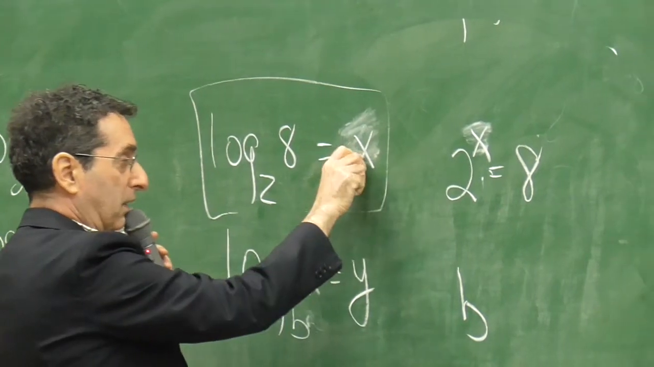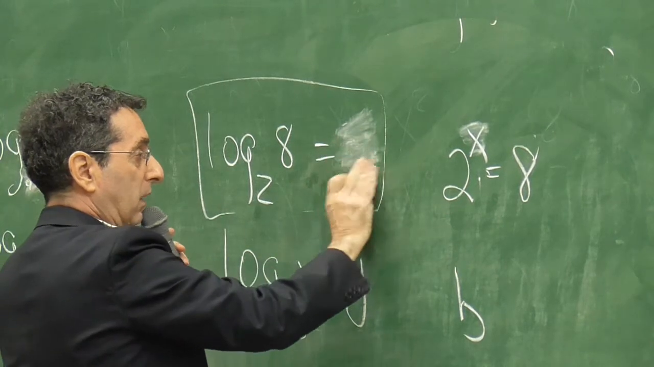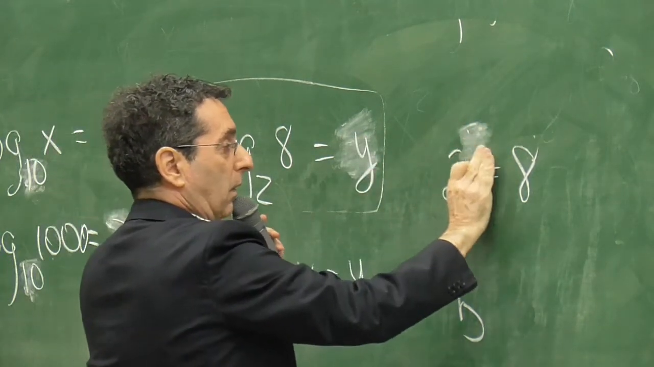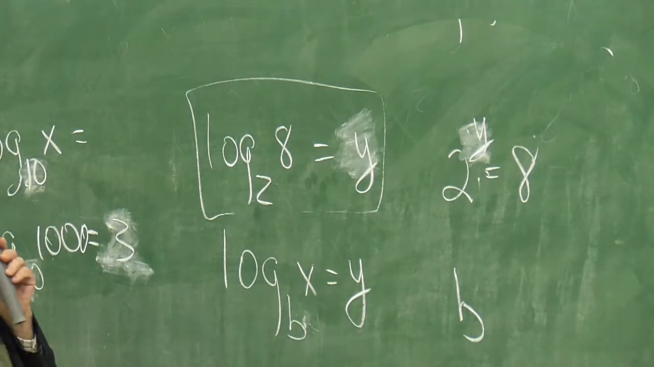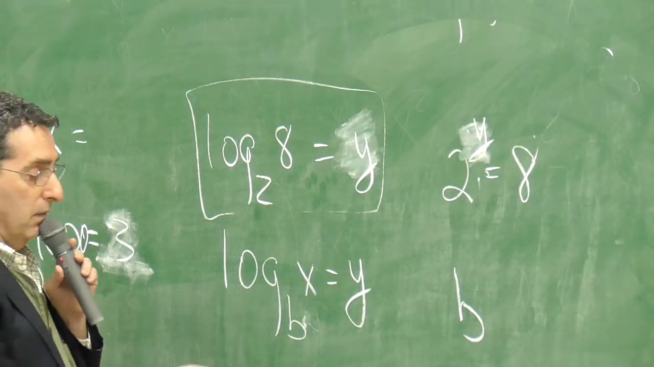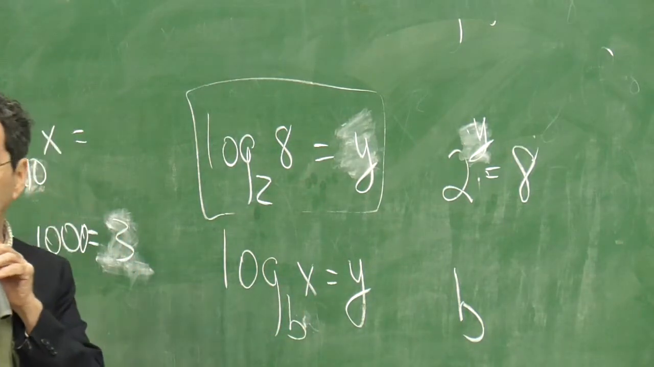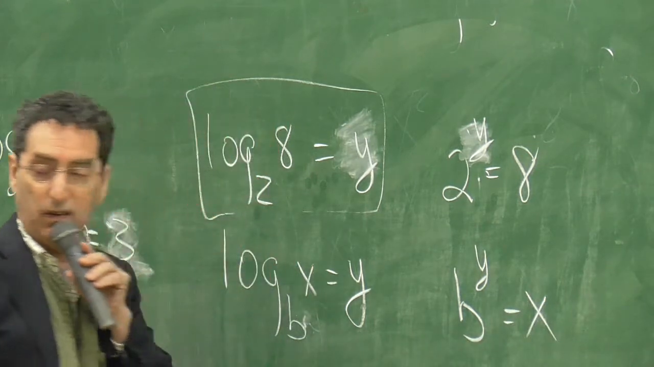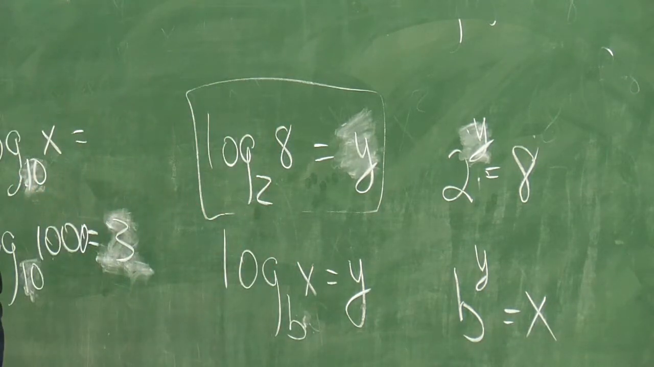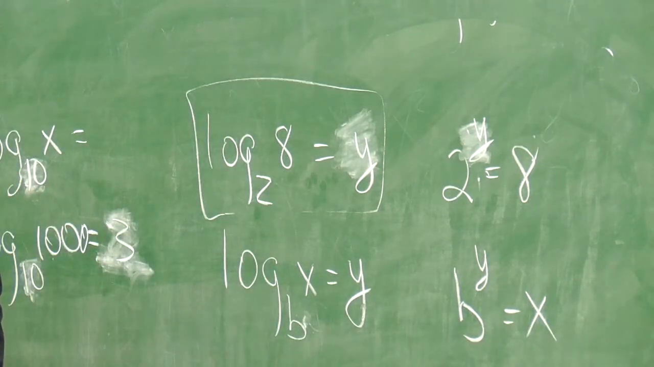Well, now I changed the x. I put x here. I should have put y here. Okay, so now this is b to the y equals x. They're the same thing. There's no difference. Any question about that?